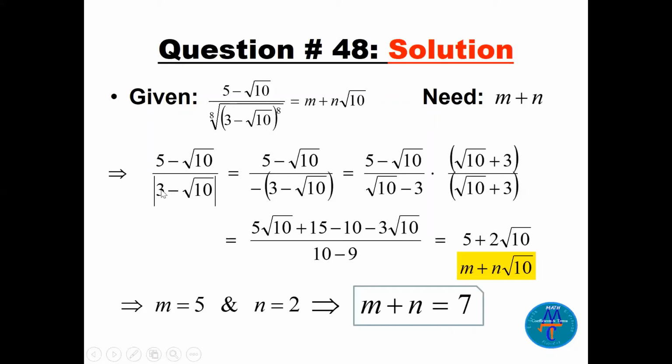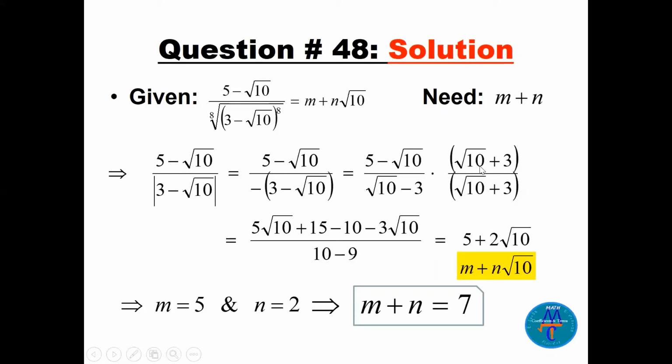Because if you square this, this is 9. If you square this, it is 10. So this is bigger and there is a minus. So you have to put a minus outside according to the absolute value definition. So this will be minus. Now when you put the minus inside, it becomes square root of 10 minus 3.